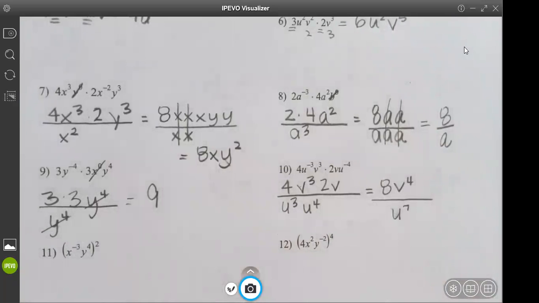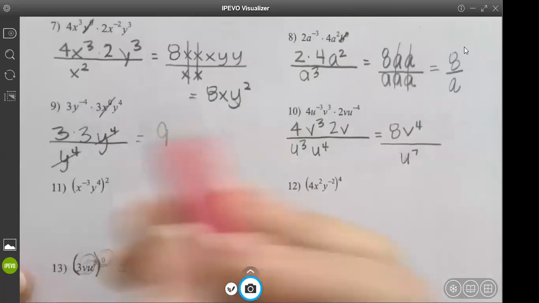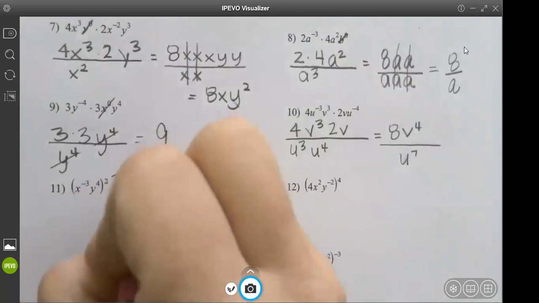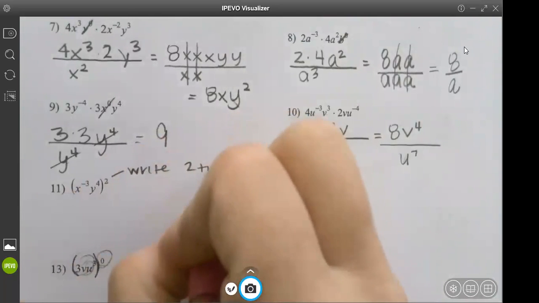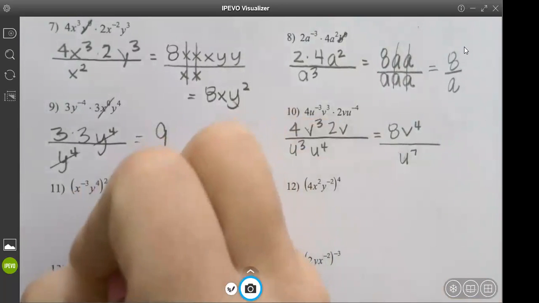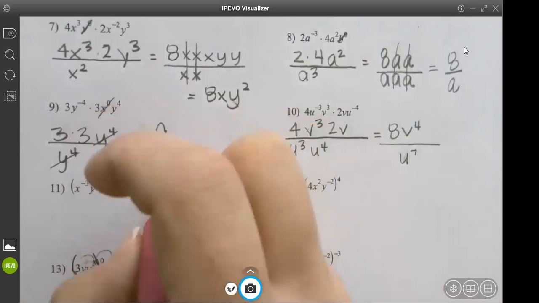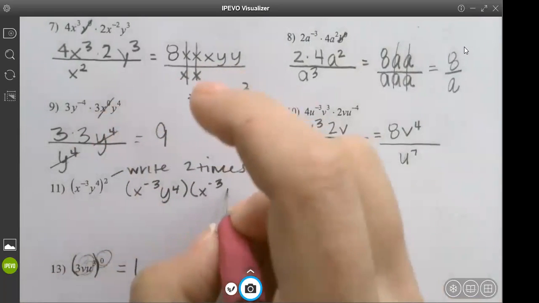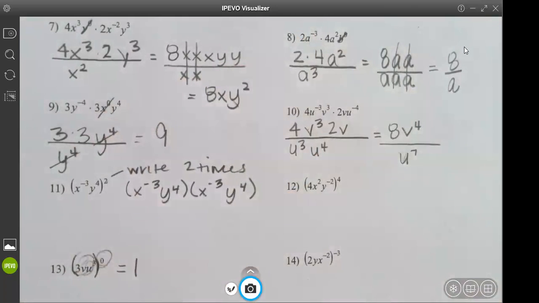All right, so the next ones just have powers, and all you're going to do is whatever power it has, that's how many times you write it. So this says write 2 times. So what that really means is x to the negative 3rd, y to the 4th, x to the negative 3rd, y to the 4th. Write 2 times.